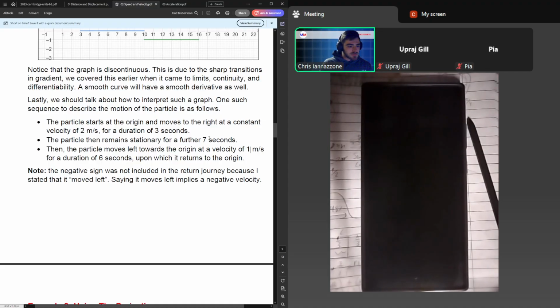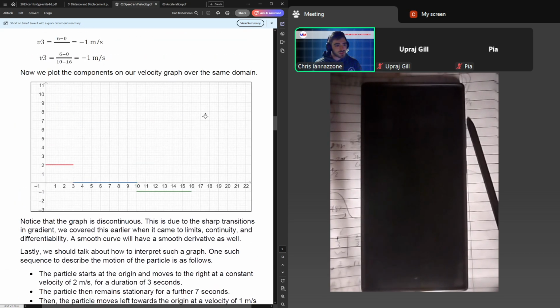If you want to put a negative in there, you would not suggest that it's moving left. You would just say the particle then moves at a velocity of -1 meters per second for a duration of 6 seconds until it returns to the origin.